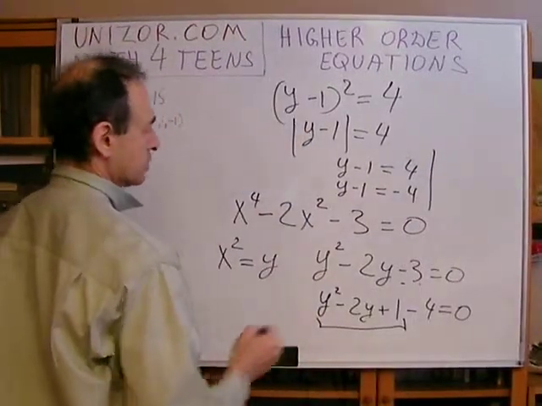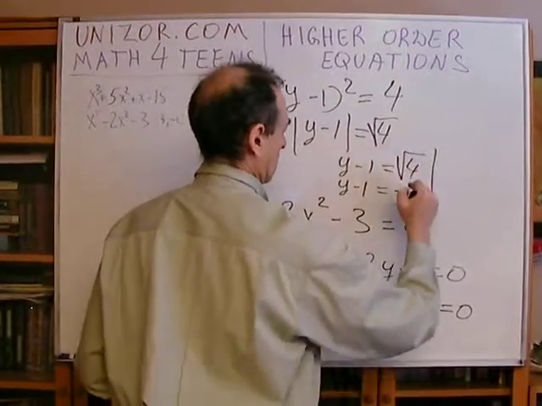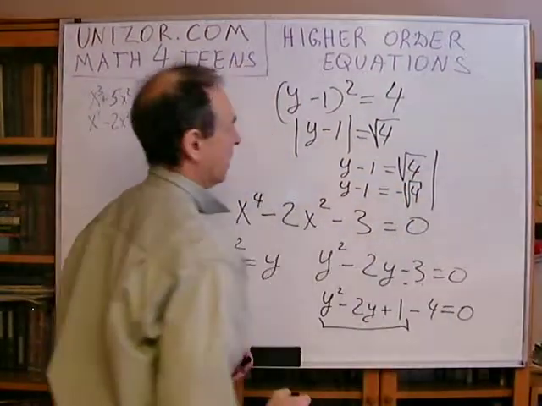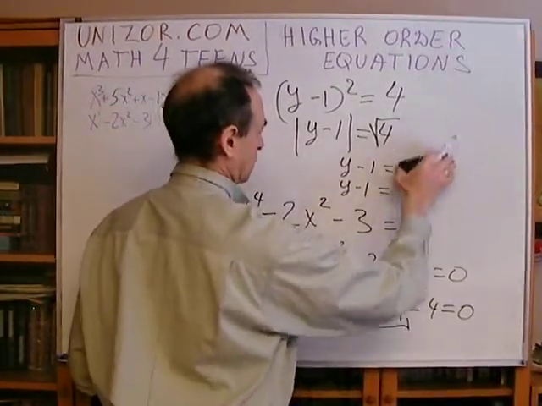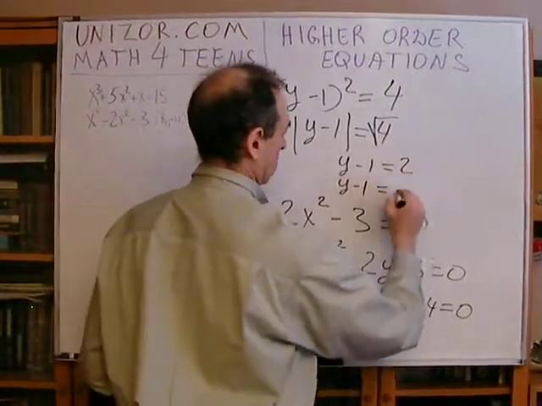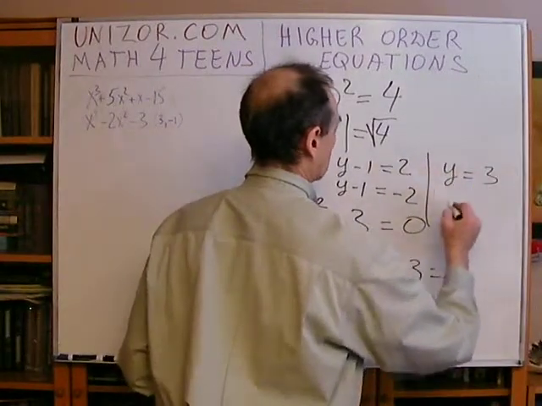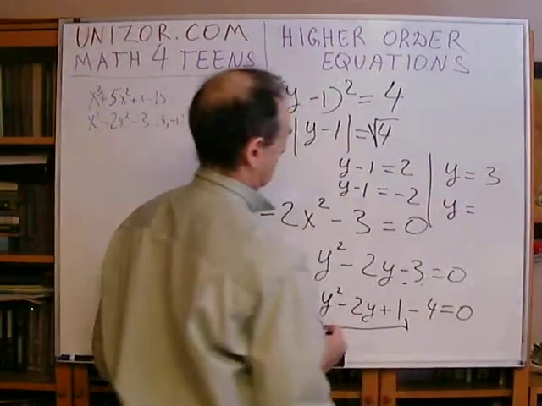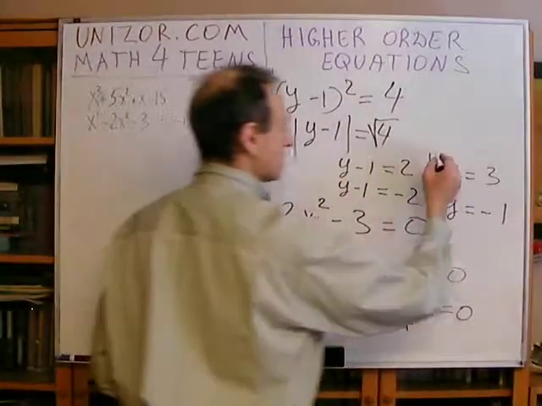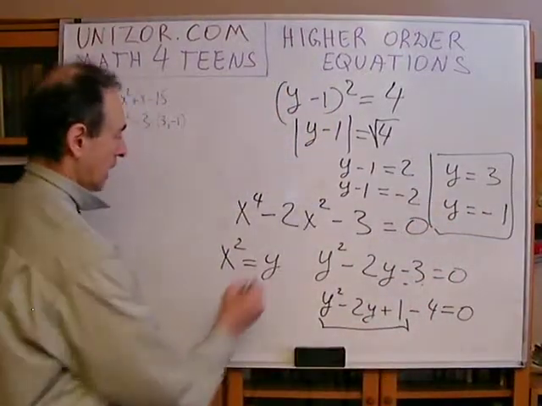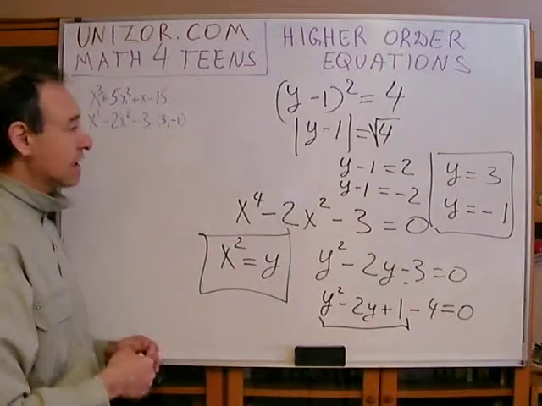Oh, sorry, it's square root. Square root of 4, so it's 2, basically. 2 and minus 2. Okay, which means y is equal to 3, and y is equal to minus 1. So we have two solutions for y, and we know that x squared is equal to y. So now we can find what the x is.